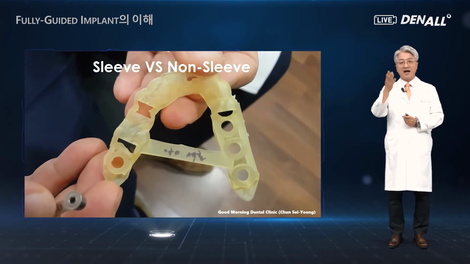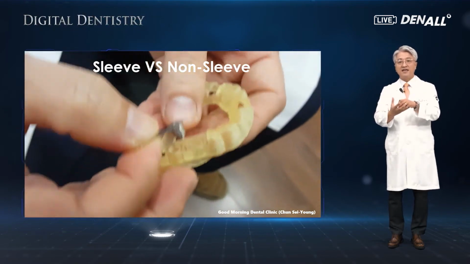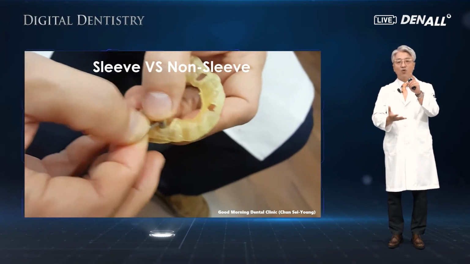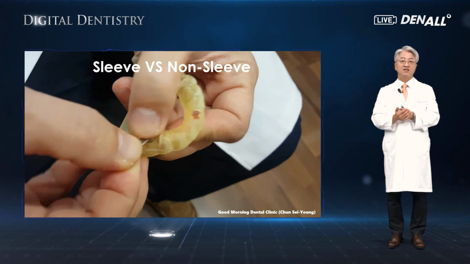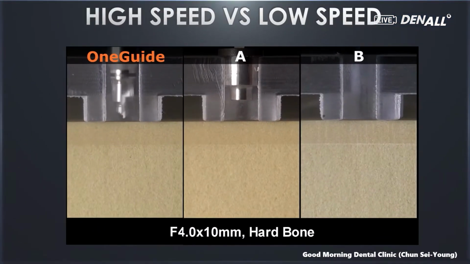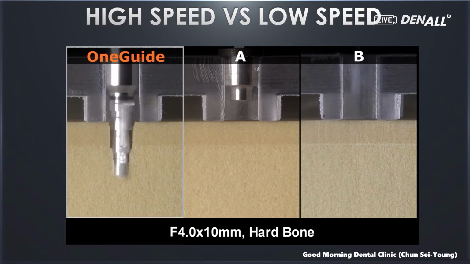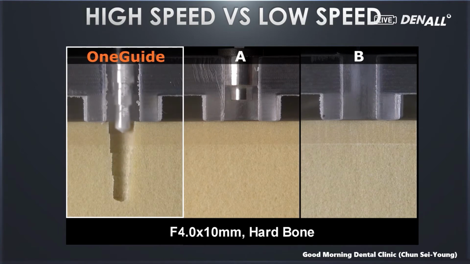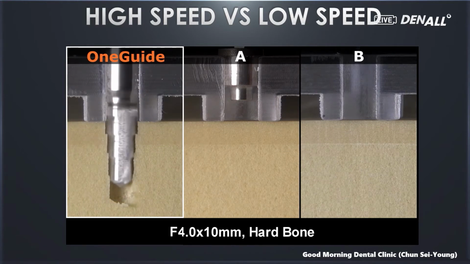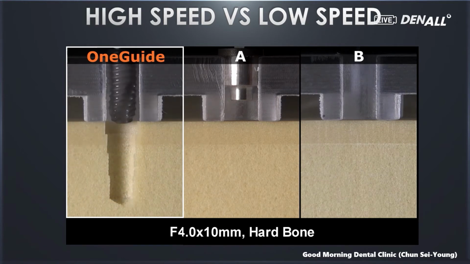I realized from this that there is another level of errors between the guide and the sleeve. High speed versus low speed. The first one, with one guide system, drilling without a sleeve, the inside wall of the sleeve is cut, then the fixture design can be different from the designed positions. That's the disadvantage.